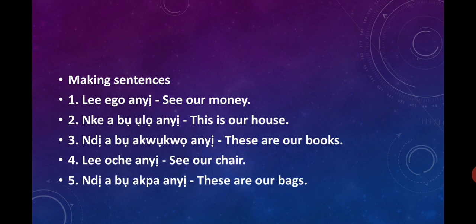So let's make sentences as well. Lee ego anyị. See our money. Nke a bụ ụlọ anyị. This is our house. Ndị a bụ akwụkwọ anyị. These are our books. Lee oche anyị. See our chair. Ndị a bụ akpa anyị. These are our bags. So these are how you make sentences with this. You can try with as many objects as you can find around you.